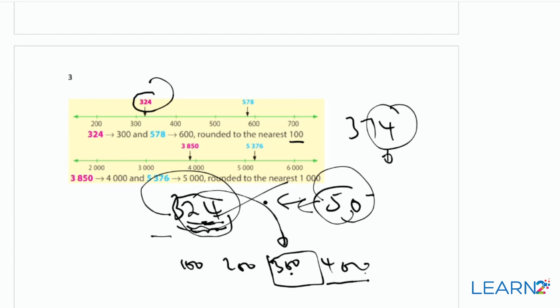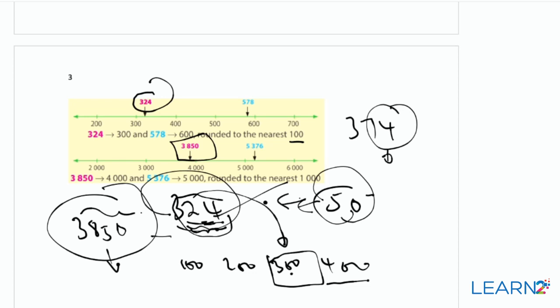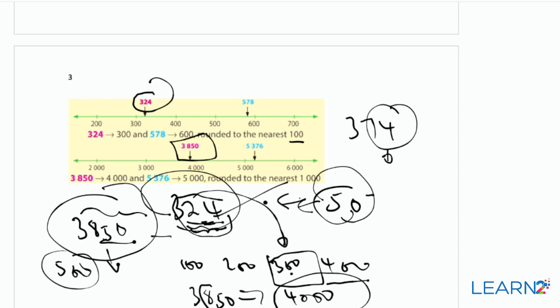If that had said 374, where the 74 is bigger than 50, then we would have taken it to 400. What about if we look at the number 3,850? If we need to round this to the nearest 1,000, we now need to see what these last three digits are. If we've got 500 or more, we'll take it up. If we've got less than 500, we'll take it down. So 3,850 is going to go to 4,000 because that will be the next 1,000 after this. Because this is bigger than 500, we take it up.